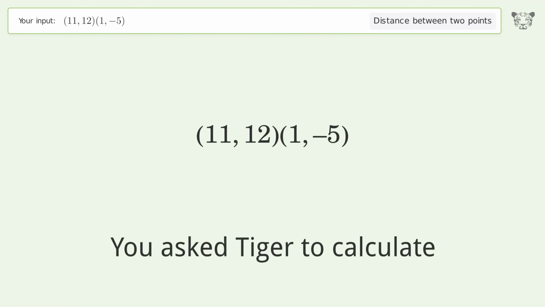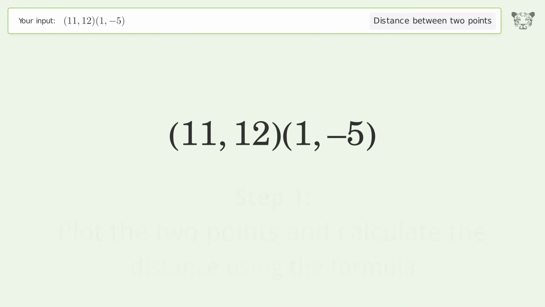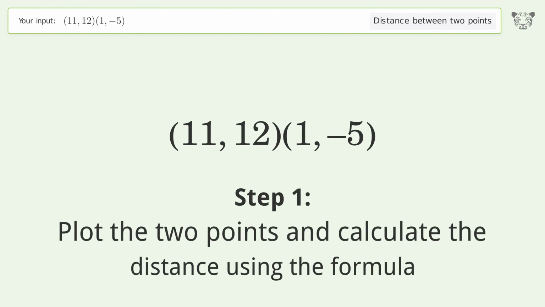You ask Tiger to calculate. This deals with the distance between 2 points. The distance between the 2 points is the square root of 389, or 19.723. Let's solve it step by step. Plot the 2 points and calculate the distance using the formula.